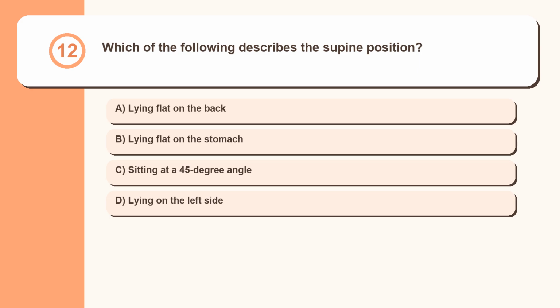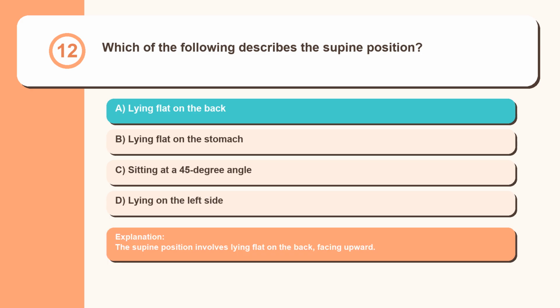Question 12. Which of the following describes the supine position? Lying flat on the back, lying flat on the stomach, sitting at a 45-degree angle, lying on the left side. The supine position involves lying flat on the back, facing upward.